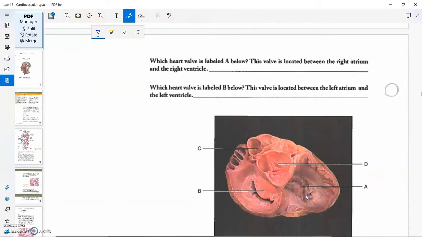Heart valves. So the valve A, which is located between the right atrium and the right ventricle, is tricuspid valve, and valve B, which is located between the left atrium and left ventricle, is the mitral valve.